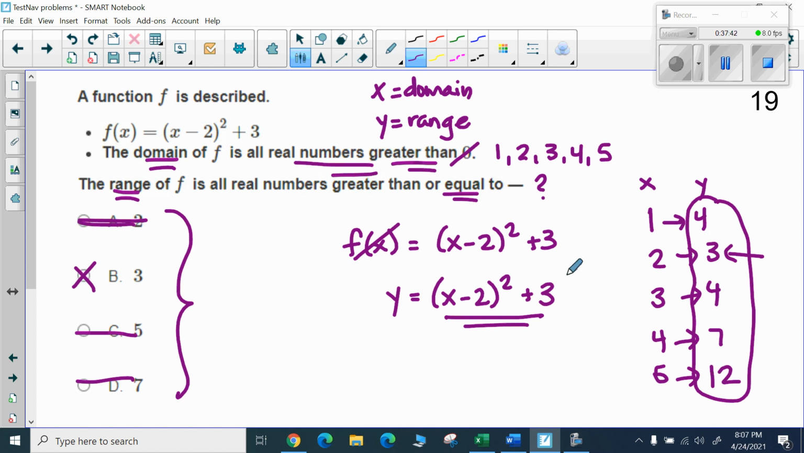So the domain and range in this case is just trial and error, putting in your own domain numbers and seeing what range numbers come out to see what you would have.